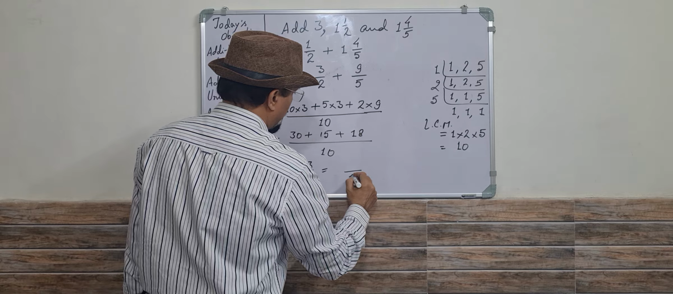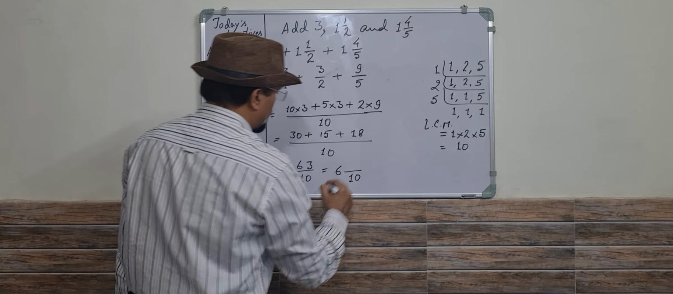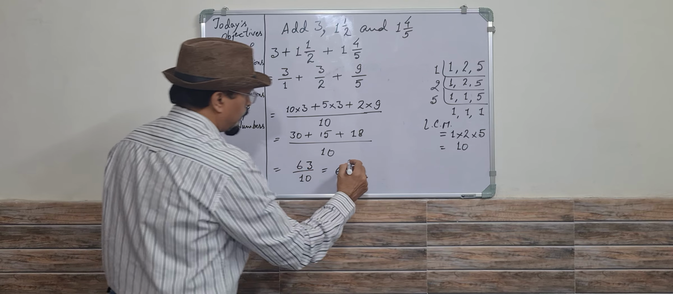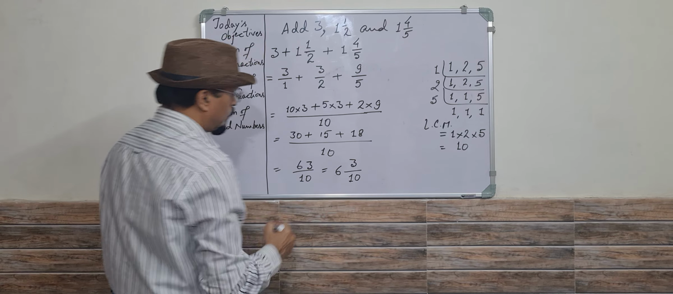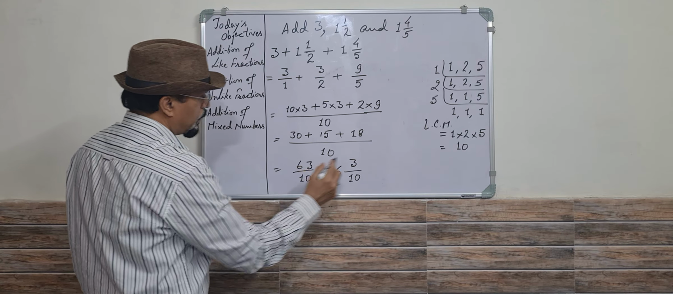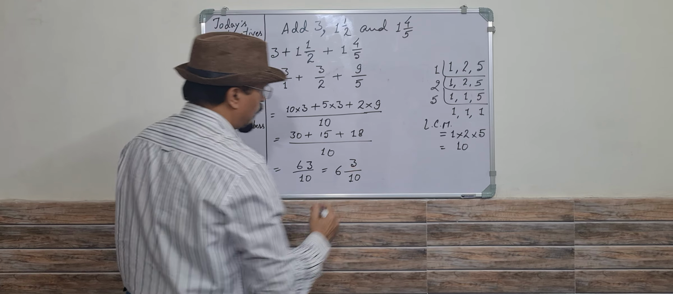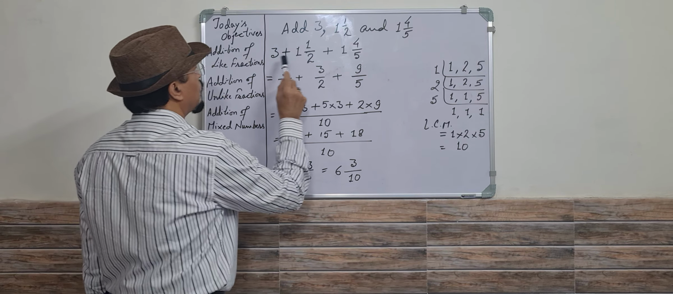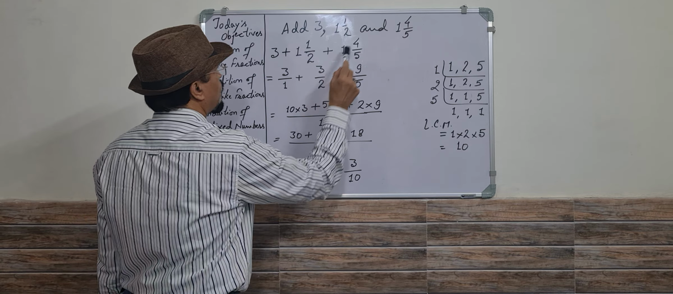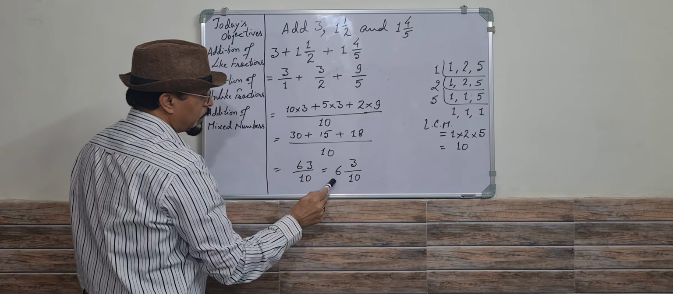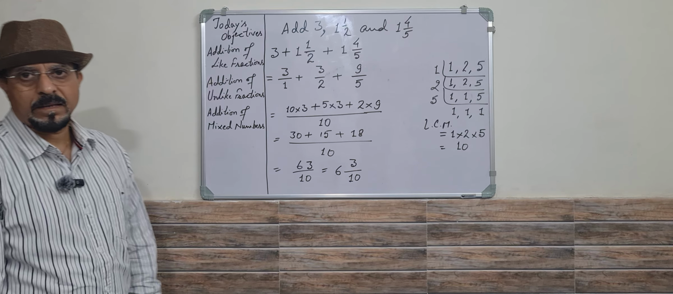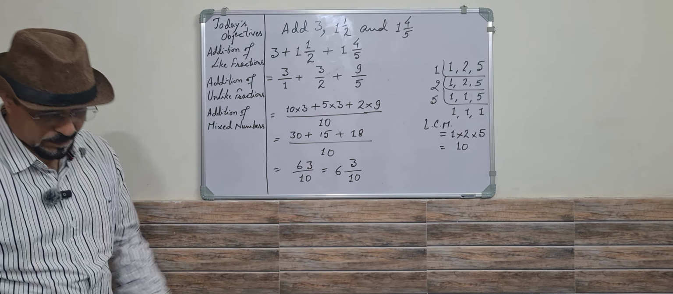10 6s are 60, so the remainder is 3. So this is how the answer would be. So the addition of 3, 1 whole number 1 by 2, 1 whole number 4 by 5, the final answer is 6 whole number 3 by 10. Right? So this is the method.